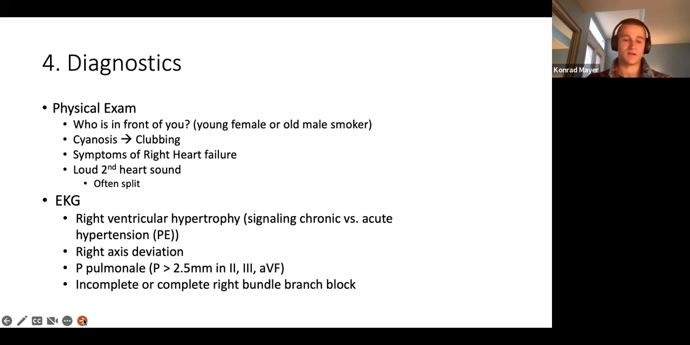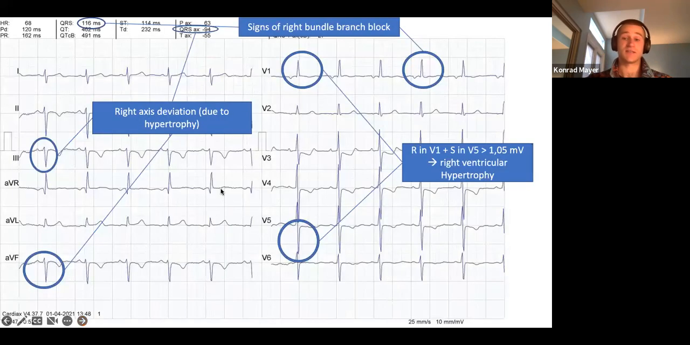So what does this look like on an EKG? This is just the EKG from AMBOSS, and I tried to show some features. You can't see the top, but that is okay. You'll get the slides later and then you'll see it there.